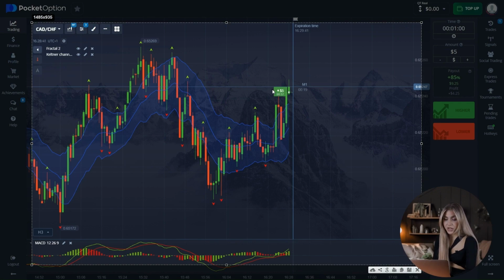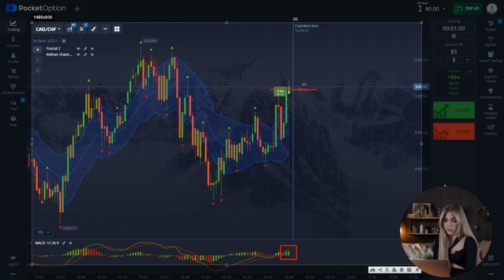As soon as the chart crosses the fractal arrow boundaries, we open a trade in the direction of the chart movement. At this mark, the price chart rose above the previous fractal signal, indicating growth, so I traded upwards.